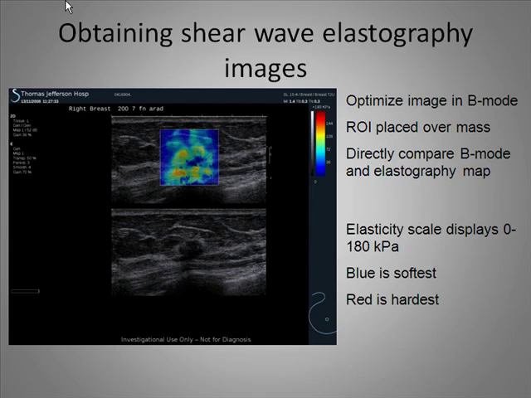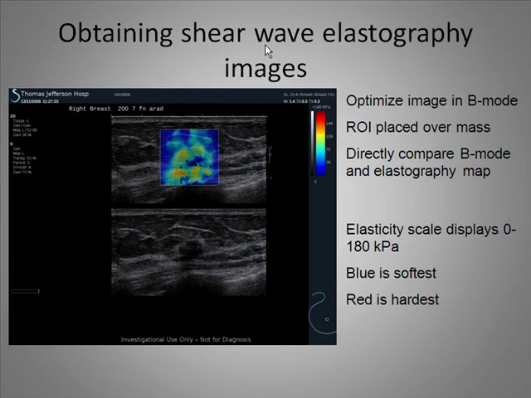Shear wave elastography images are similarly obtained once the B-mode image is optimized. The region of interest is placed over the mass. The elastogram sequence is activated and a color map is displayed nearly instantaneously. The elasticity scale is displayed in the opposite color spectrum from strain imaging, where blue will be very soft, yellow, orange, red will be very stiff.